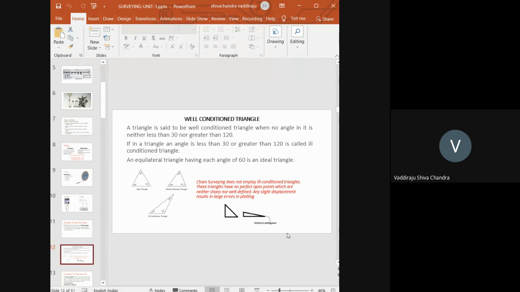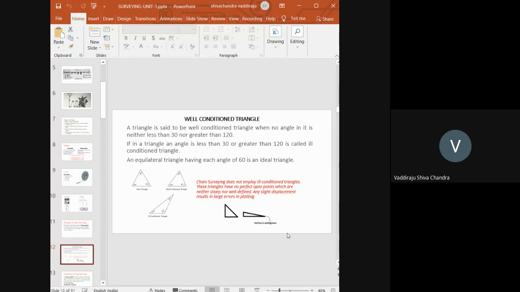Okay. Whenever you are doing a survey, it is better to divide the area into a set of equilateral triangles, but in most cases it may not be possible. That is why this concept of well conditioned triangle came into the picture. Why can't we go for an ill conditioned triangle?